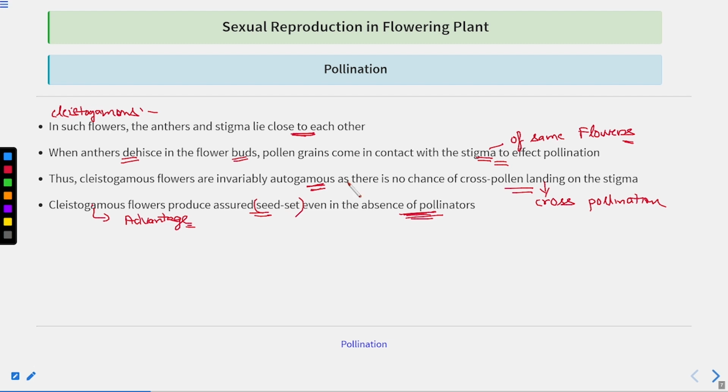So in the areas where the external agents, also known as the pollinators, are absent. So what do pollinators do? They help in the transfer of the pollens from the anther to the stigma. Okay. So if the pollinators are absent, then also the cleistogamous flowers can assure their seed set by undergoing autogamy.